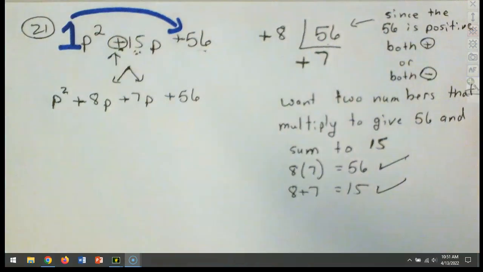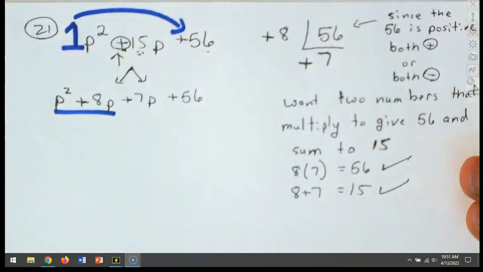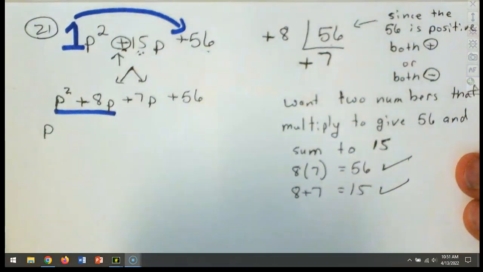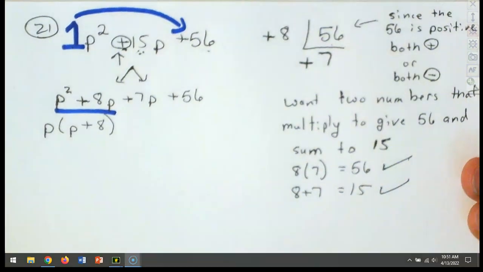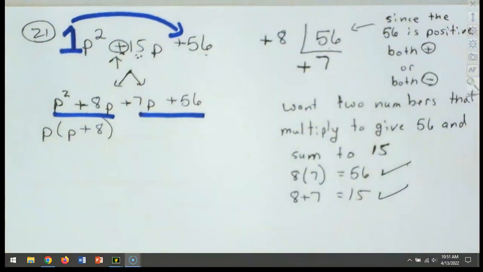Now we factor by grouping. First two pieces. What can come out of here? Looks like a p can come out. And what's left over? P plus 8. Next two pieces. What can come out of here?